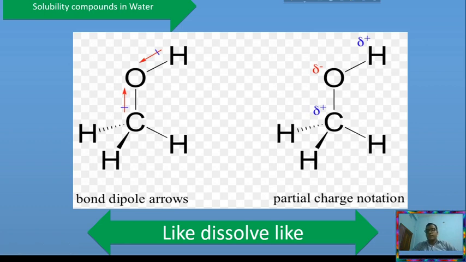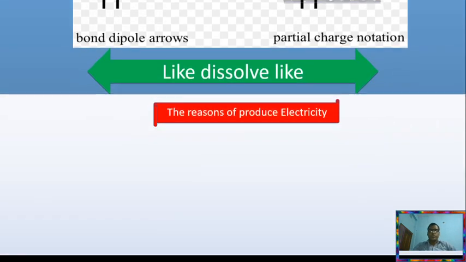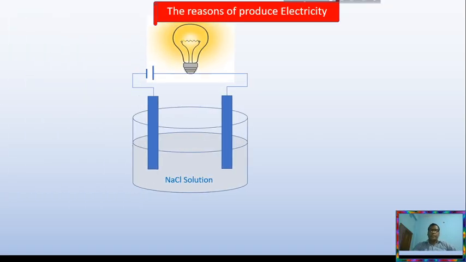Because methanol is a polar compound, that's why it will be dissolved in water, because water is polar. So the reason of the produced electricity. So I think this is clear. The results of produced electricity. I have another question for you.